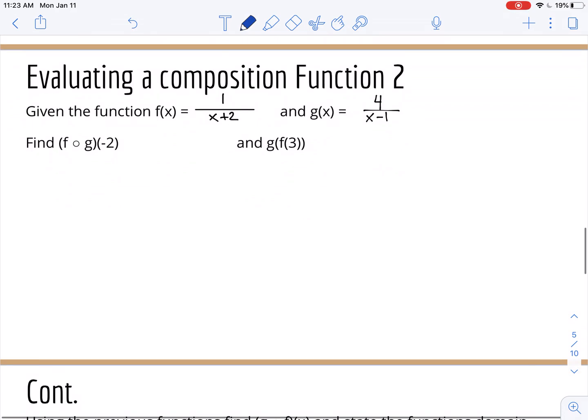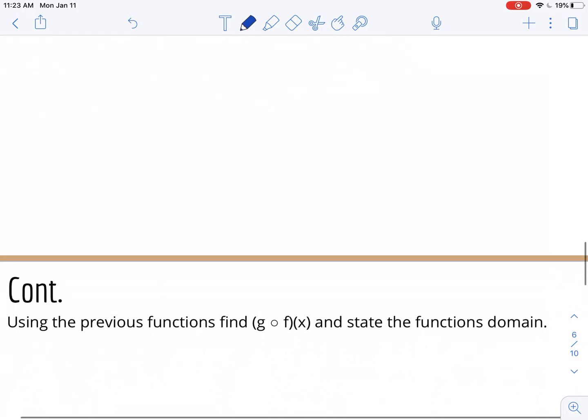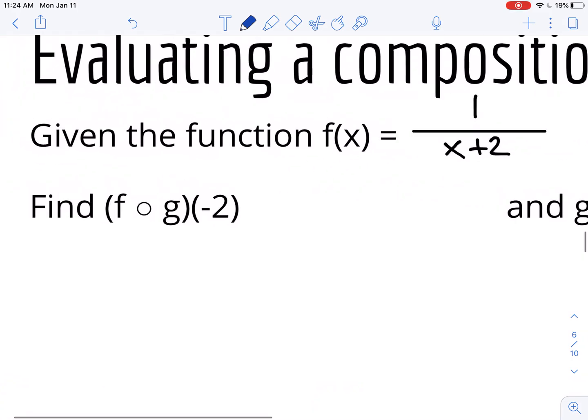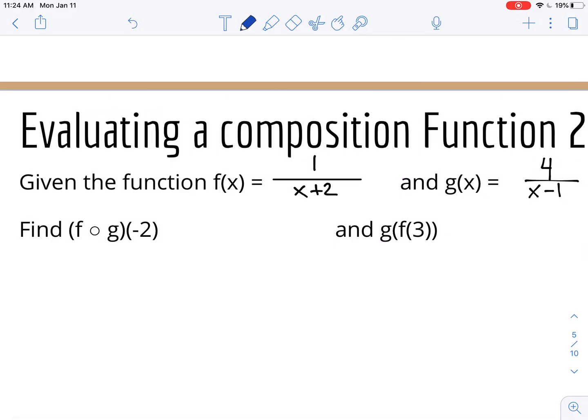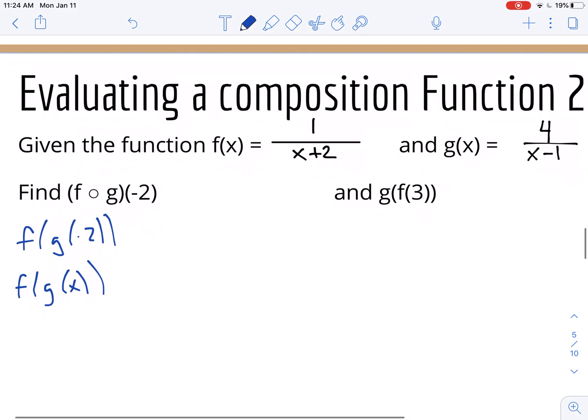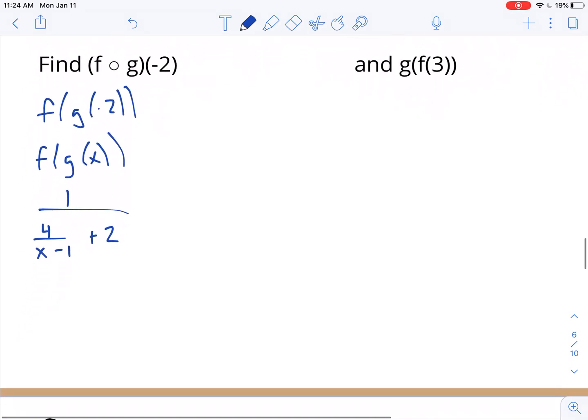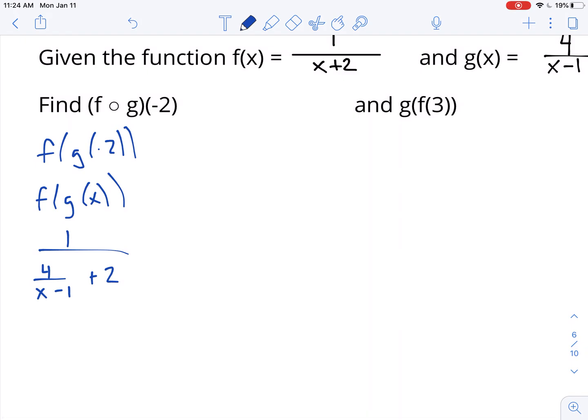All right, evaluating a composition function. If I want to find f of g of negative 2, I'll do it my way. This is the same thing as f of g of negative 2. First thing I'll do is find f of g of x. So that means I'm looking at 1 over 4 over x minus 1 plus 2. Now, I'm not going to do the hard stuff yet. I'll save that for the next slide.